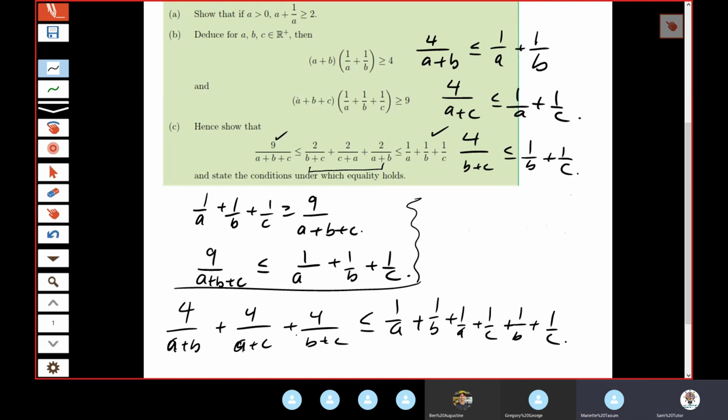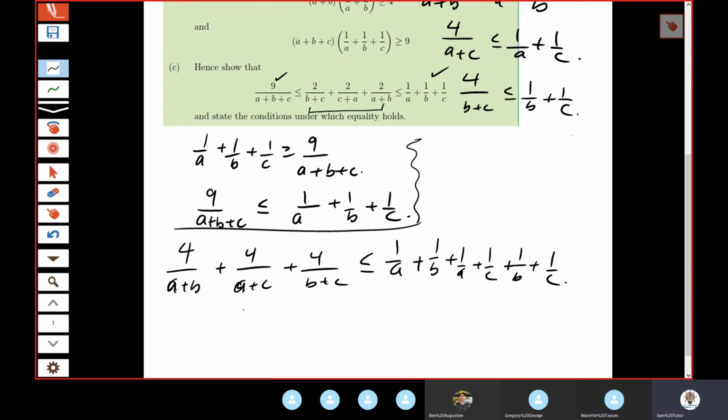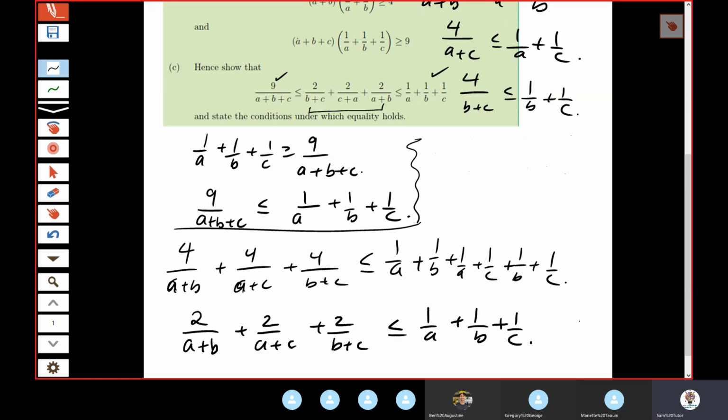So then when you divide it by 2, what's going to happen? Aren't you going to get 2 on A plus B plus 2 on A plus C plus 2 on B plus C is less than or equal to 1 on A, and do you get that? Yeah. And then you're pretty much done, aren't you? If this number is smaller than this number, but this number is smaller than this number, therefore this number is smaller than this number, which is okay.